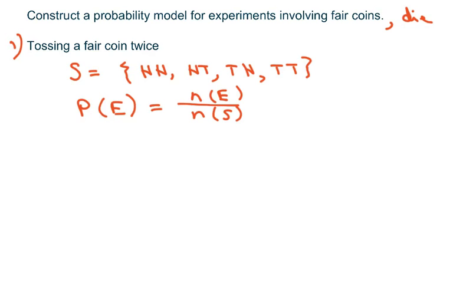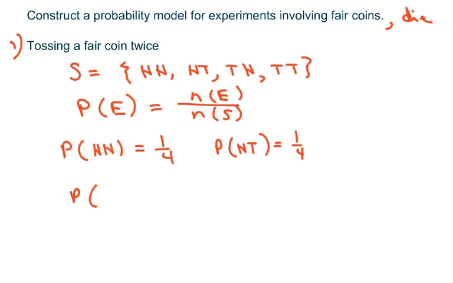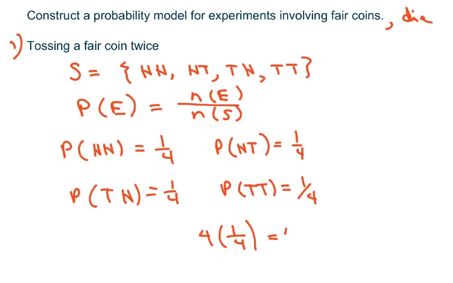So the probability of two heads is 1/4. Probability of heads and tails equals 1/4. The probability of tails then heads is 1/4, and then the probability of 2 tails is 1/4. If you add up all these 4 1/4s, you get 4 of them, that equals 1.